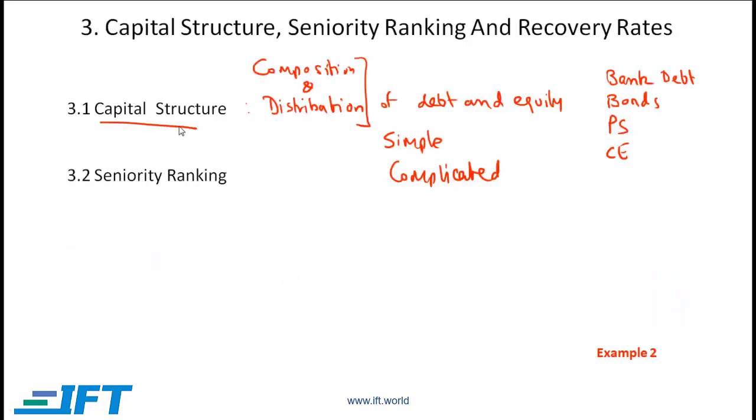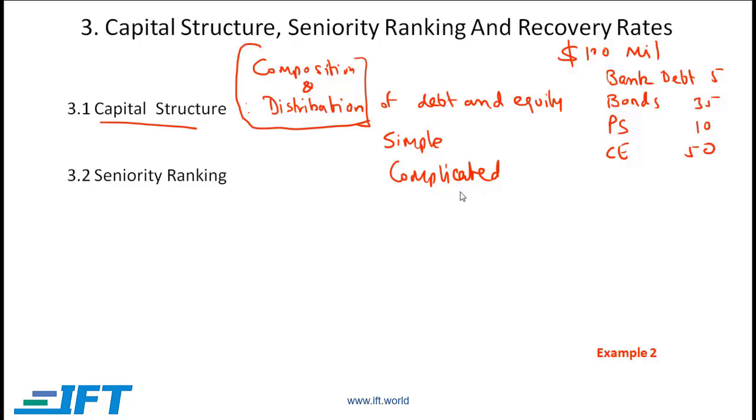By capital structure, we mean the composition and distribution of debt and equity for a given company. So let's say that a company has total capital of 100 million. Then one possible capital structure is as follows. Bank debt might be 5 million, bonds might be 35 million, preferred shares might be 10 million, and common equity would be 50 million. So this is an example of a relatively simple capital structure.